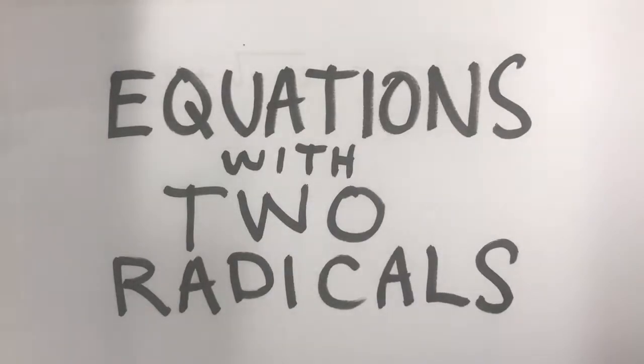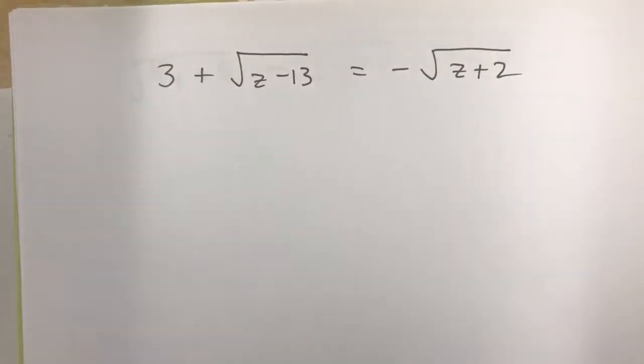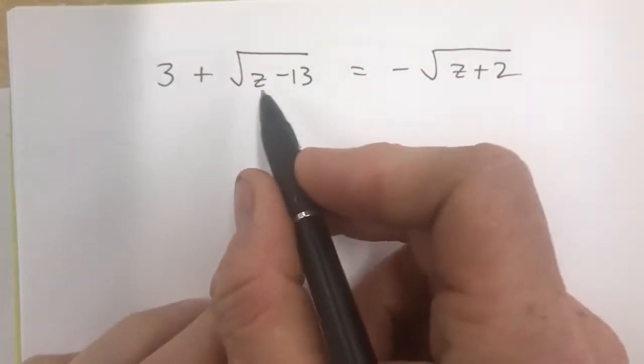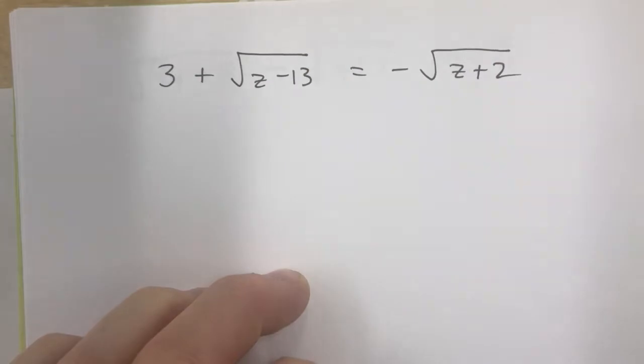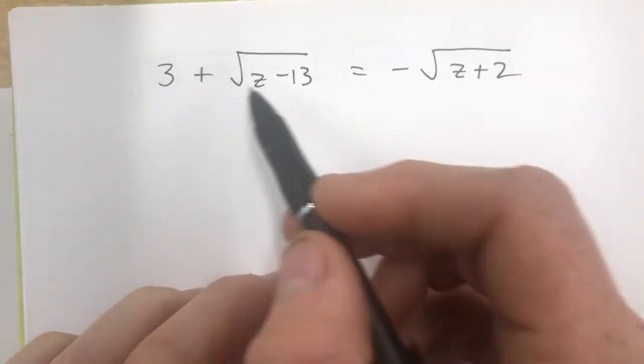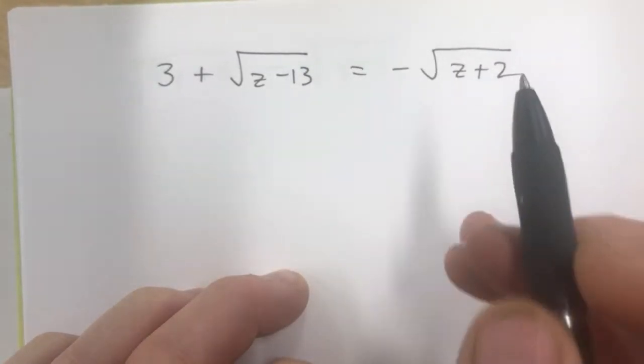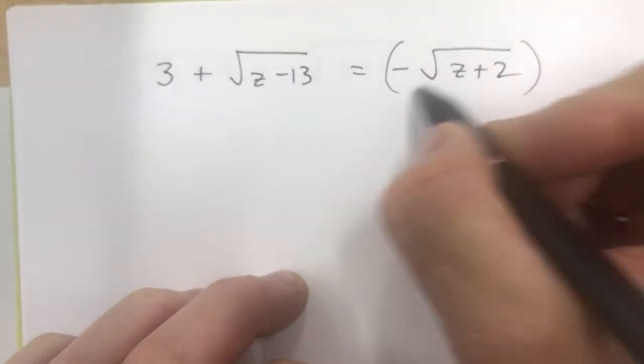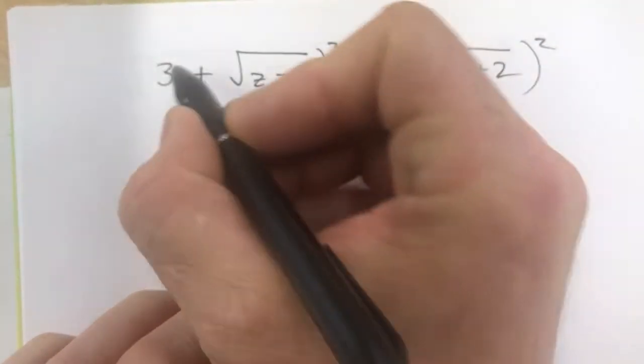All right, we're looking at equations that involve two radicals, like this one right here. See my equation here with two radicals in it? When you have a radical, you need to isolate it and then square both sides. Well, if I look at this problem right here, I've already got this radical over here isolated. So I can go ahead and square both sides.